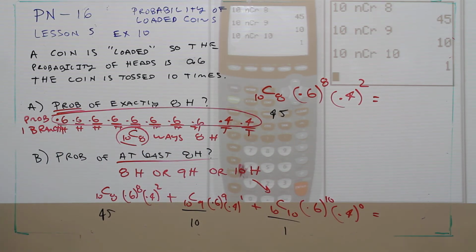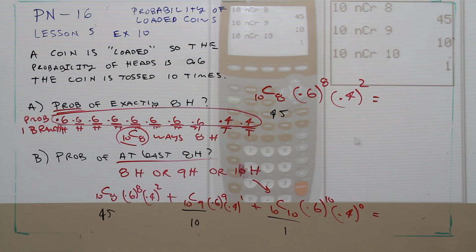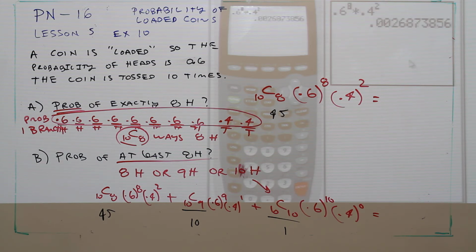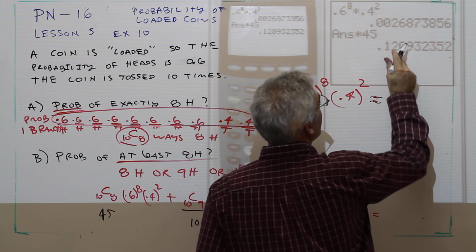And then just punching out those numbers. So I'll do this one first. 0.6 raised to the 8th times 0.4, I'll just do it this way, squared. So that's the probability of that one branch, but I'm multiplying it by 45. And I'll just round to 3 decimal places. So approximately 0.121.